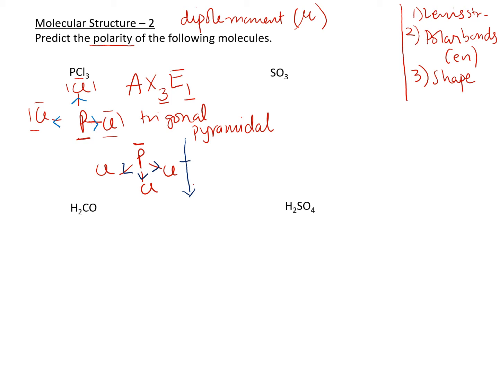Let's look at the next one, which is SO3. For SO3, sulfur is in group number 6, and so it has 6 electrons. Then we have oxygen, which also has 6 electrons. Oxygen needs 2 bonds, so I'm just going to go ahead and do that, because I know for oxygen I do need the 2 bonds. Then I fill in all my lone pairs of electrons for oxygen.